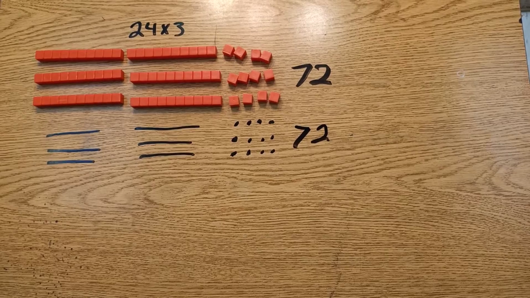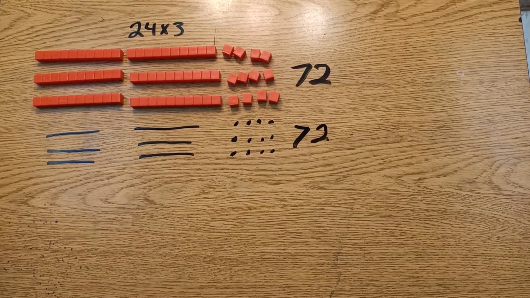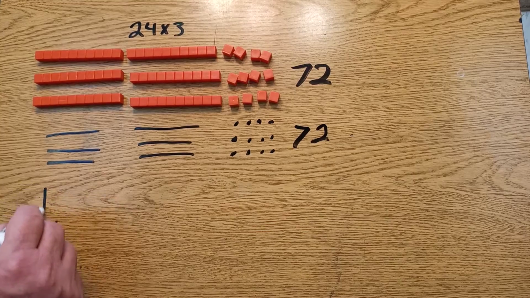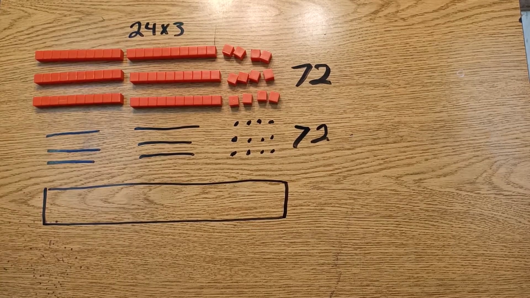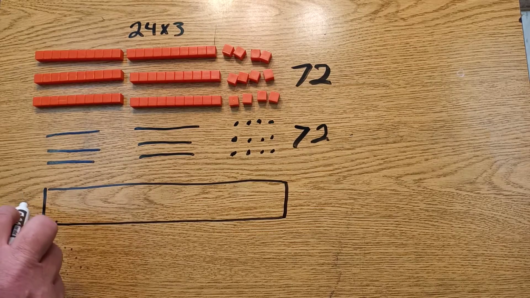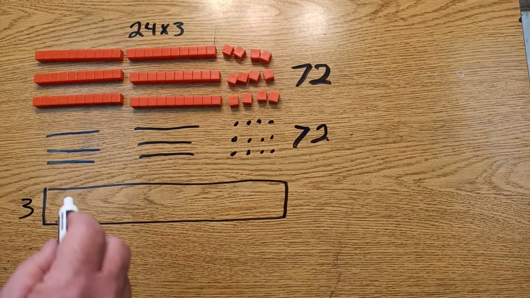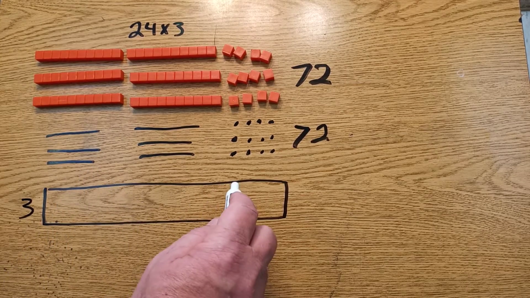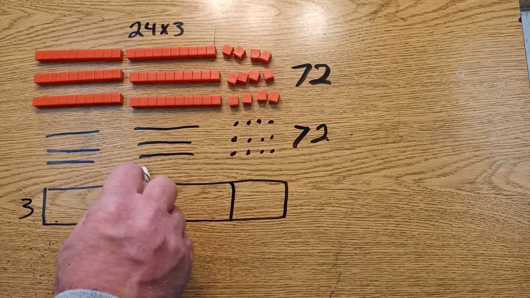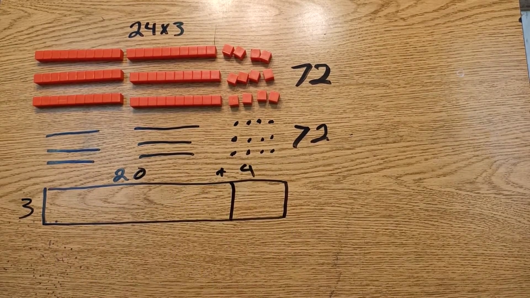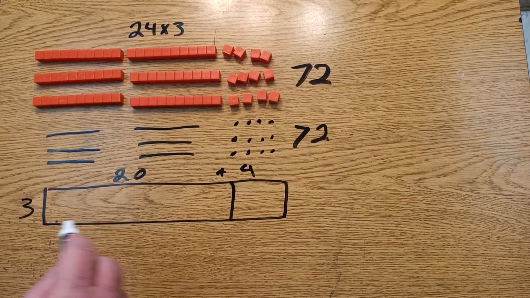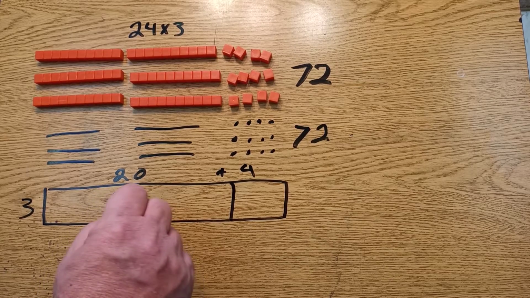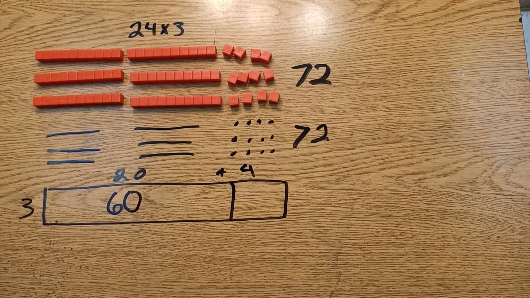Next, we're going to do what's called an area model or partial product way. I'm going to draw a rectangle that represents 24 times 3, and I do my 3 rows. I could break 24 down into 20 plus 4. So this area, my shape right here, would be 3 times 20, and 3 times 2 is 6. I put my 0 to mark my place value, so 3 times 20 is 60.